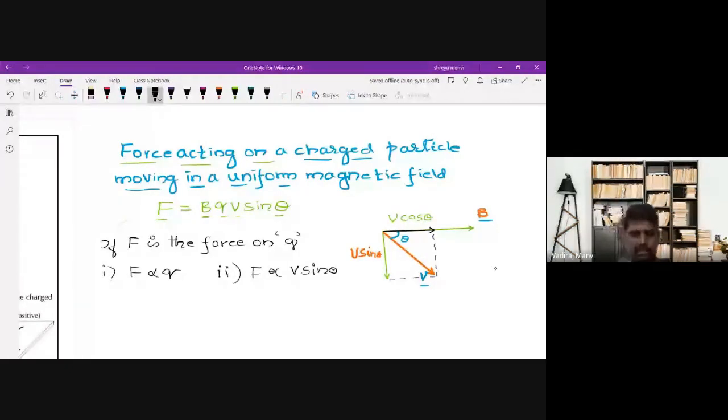Hence, second factor, it is found that the force acting on the charged particle is proportional to the component of velocity, that is the sine component, that is V sin theta. Then third one, they found that the force acting also depends on the magnitude of the magnetic field, that is B. F is proportional to B. More is the magnetic field, more will be the force experienced by the charged particle. Clear? Check all the 3 points again. You have to write everything in words.